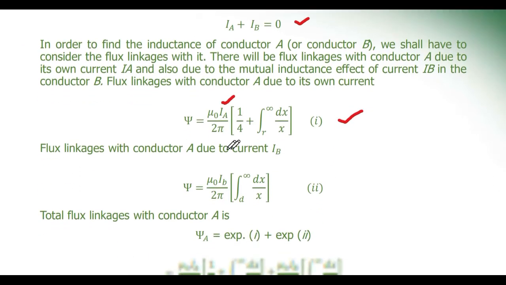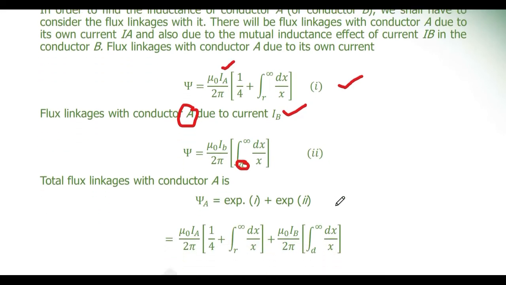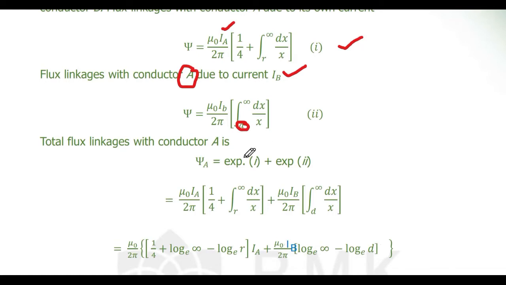Then the flux linkage with the same conductor A due to current IB. IB is the nearby current, correct? So the same thing, flux linkage mu naught IB divided by 2 pi, this 1 by 4 will not be available here. Then the integral from d to infinity of dx by x, where d is the distance between the two conductors. Now the total flux linkage with the conductor A is due to its own current, which is expression 1, and due to current IB, that is expression 2. We add these two, so we get this.